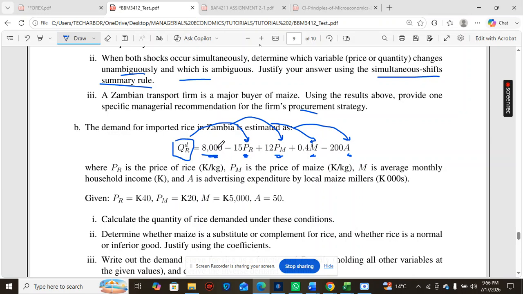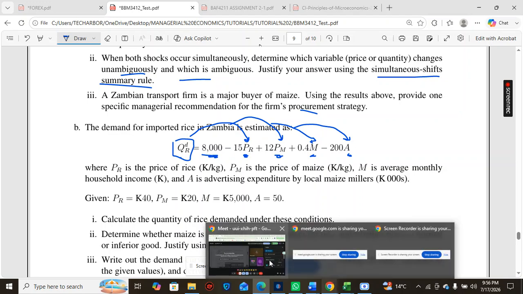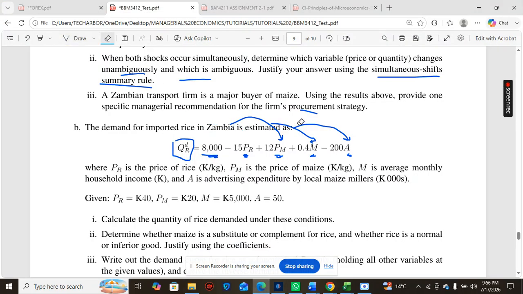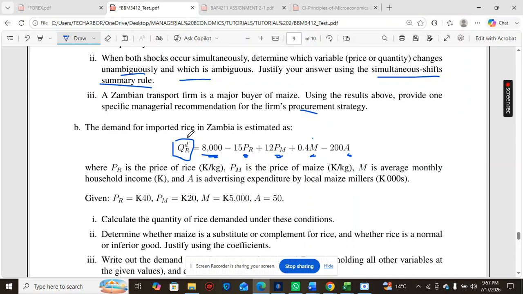So this is how you interpret the relationships here. It's all about the symbol in front of the letter, the minus and plus sign. It will tell you what type of relationship. If we look at the relationship between the quantity demanded of rice and the price of rice, holding other variables constant, ceteris paribus, this minus sign is telling us if you increase the price of rice, quantity demanded of rice will drop. And if you drop the price of rice, quantity demanded of rice is going to increase. Law of demand. Because of this minus sign, negative relationship, price and quantity move in opposite directions.